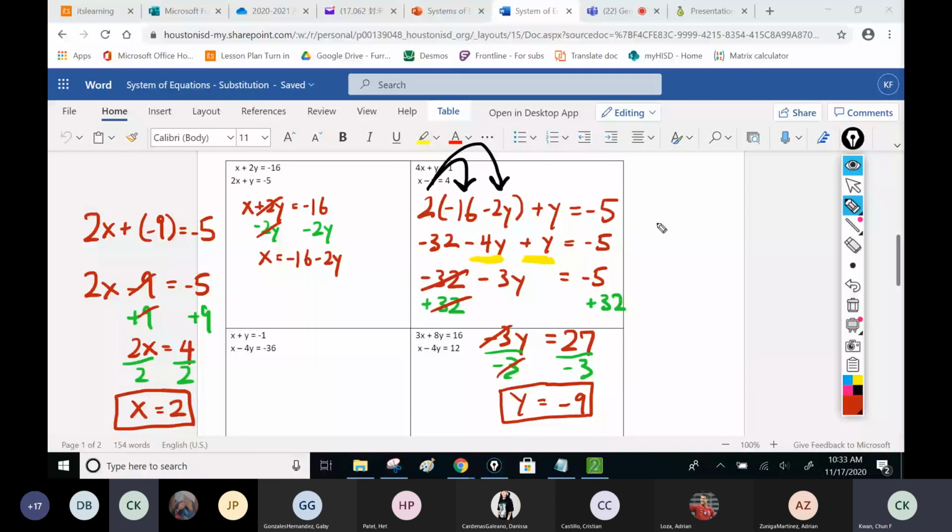So you have two answers. One of them is x equals 2. The other one is y equals negative 9.